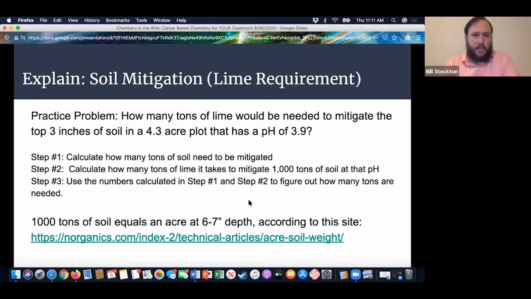This is also a good opportunity for science and math teachers to really help our students with dimensional analysis, and how to calculate and convert units, because we're taking things that are a little more abstract to them, like 3 inches of soil, and converting it into tons. But I think that definitely at the high school level, this is a skill that they need to be able to accomplish.